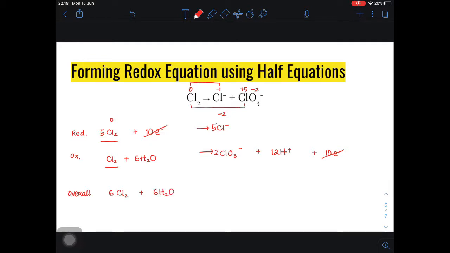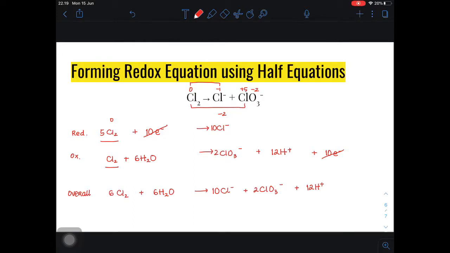plus 6H2O gives us 5Cl- plus 2ClO3- plus 12H+. Sorry, there's something that I need to revise here. We have 10 and we have 10.